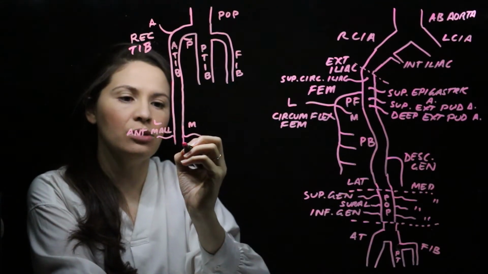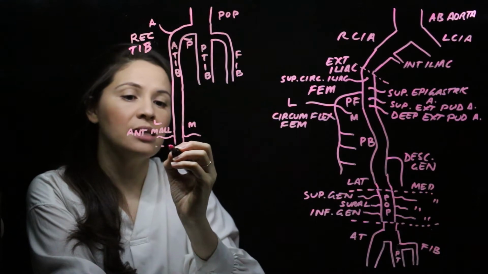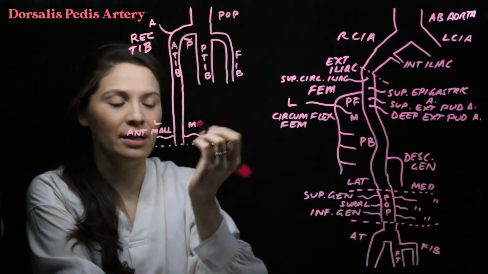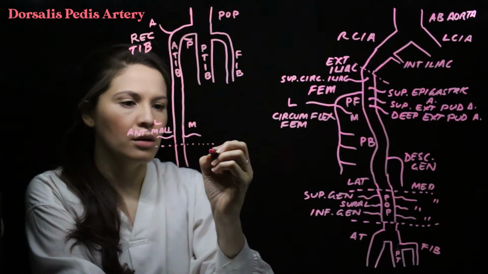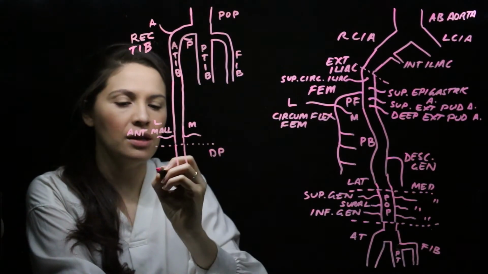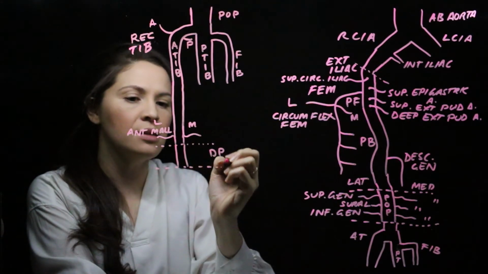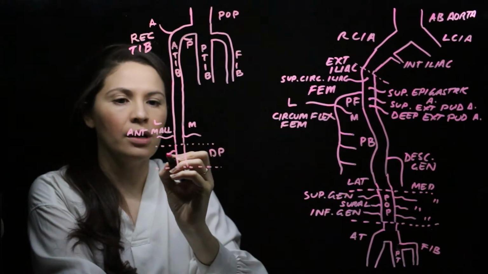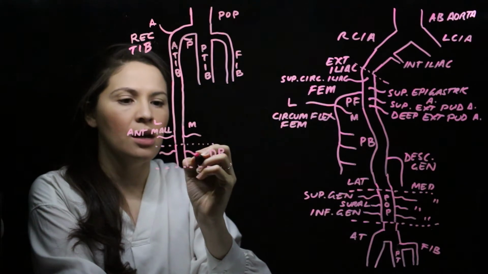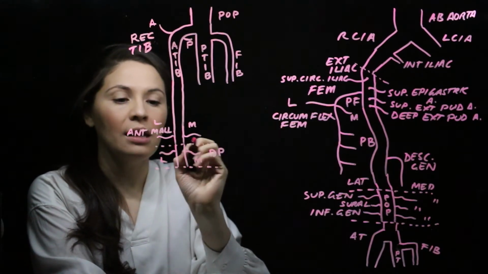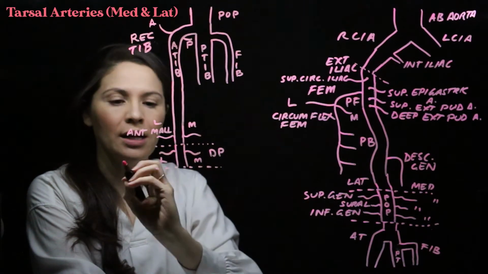Then as we continue down, this is when the anterior tibial changes into the dorsalis pedis, which means the back of the foot. So there we have the dorsalis pedis. Coming off the dorsalis pedis, we have a branch on the lateral aspect and on the medial aspect. And this will be the medial and lateral tarsal arteries.